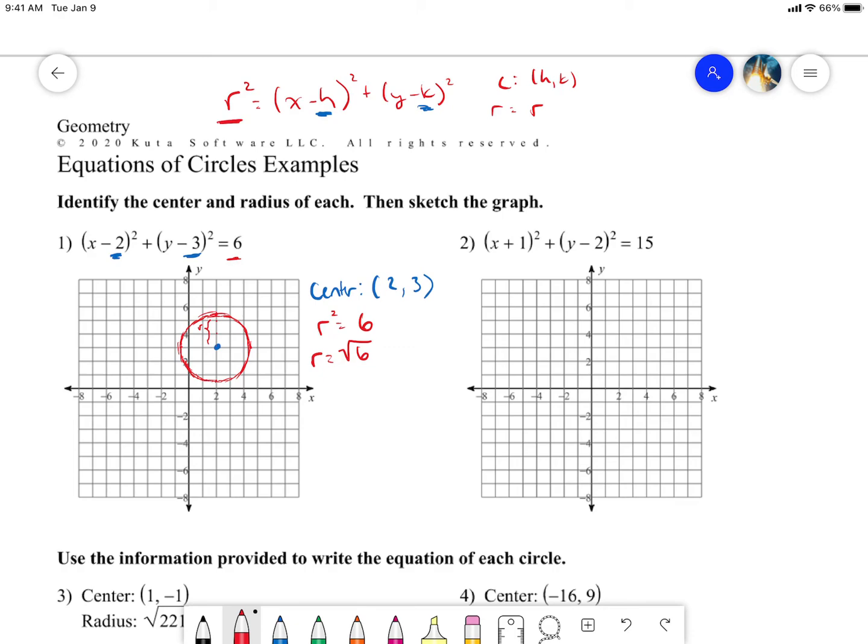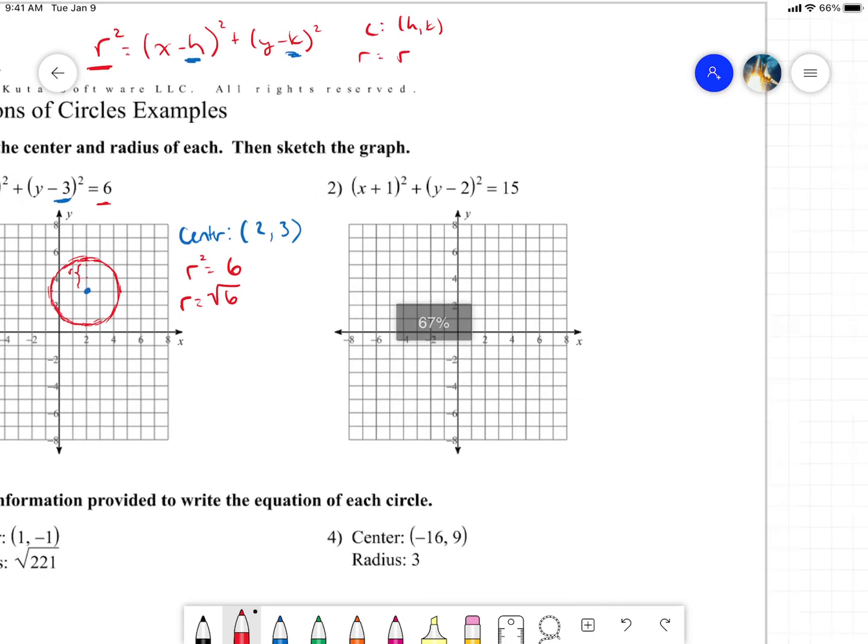All right. And this is a rough sketch of a circle with center (2, 3) and radius square root of 6. And this equation right here is the equation for this circle.